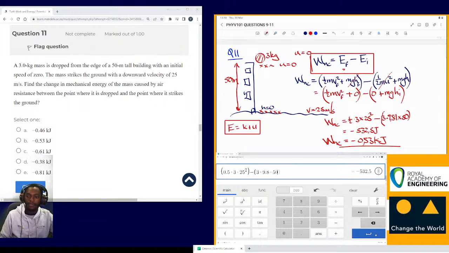Always remember you have to check whether this is a non-conservative force or a conservative force. In this case it was a non-conservative force, and we had to use the equation for finding the difference in mechanical energy, final mechanical energy minus the initial mechanical energy. I guess this is what I had for you guys. Let me know if you've got any questions.